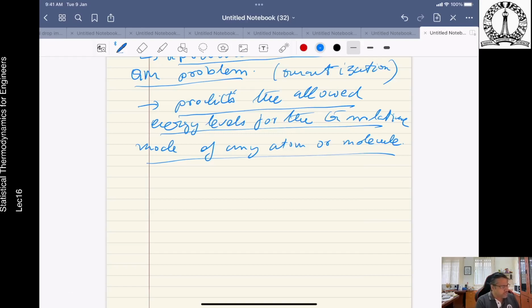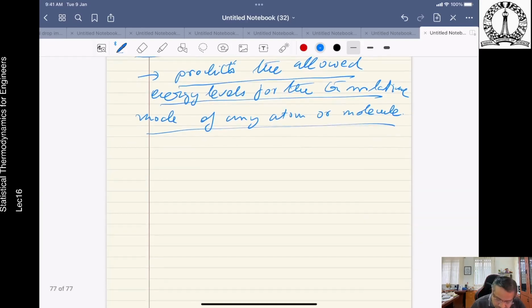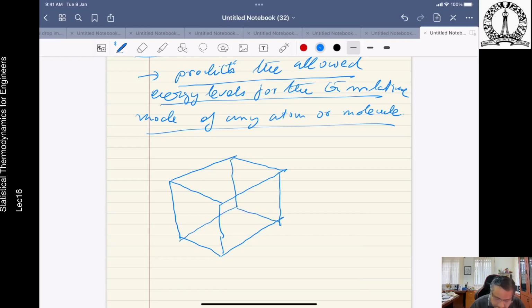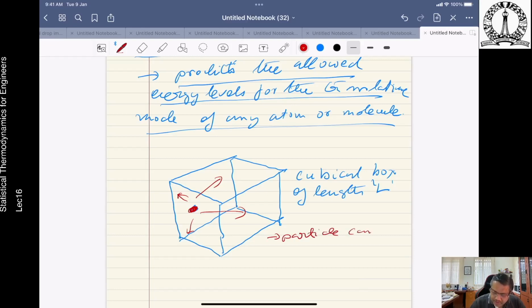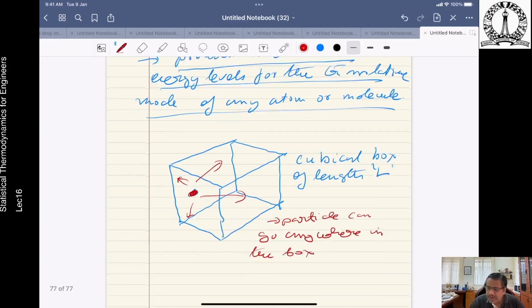So for doing this, let us look at a cubical box, something like this. This is a cubical box of length L. If this is a particle, assume that this is the guy, it can go anywhere in the box, anywhere within this space. There is no restriction on where the particle can go.